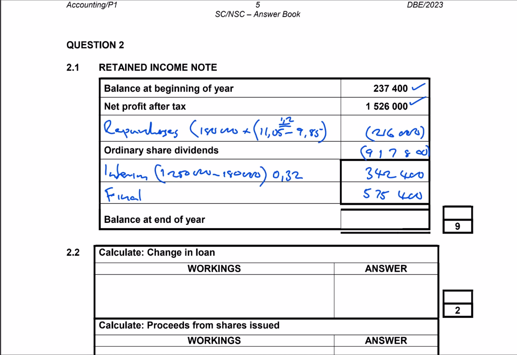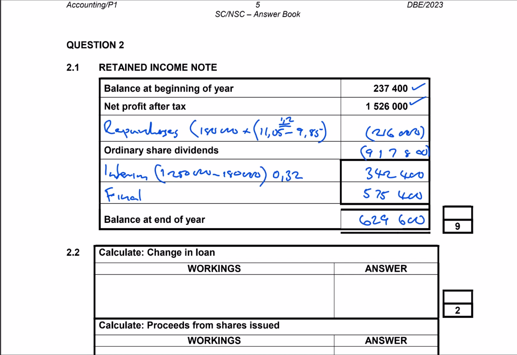Then your final retained income note will be 237,400 plus 1,526,000 minus 216,000 minus 917,800. So that will be 629,600. Right, that will be your retained income note.